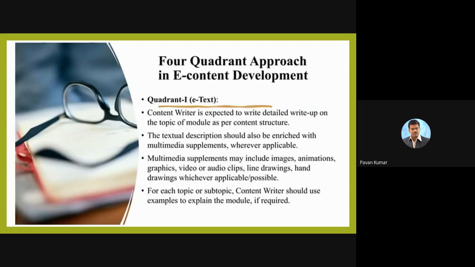So here we can say that the four quadrant approach in e-content development. Quadrant one is text. Here the content writer is expected to write a detailed write-up for a particular module as per the content structure. In developing this text, wherever it is necessary, he can use images, multimedia options, or audio clips. For each topic or subtopic, the content writer should use examples to explain the module if required.